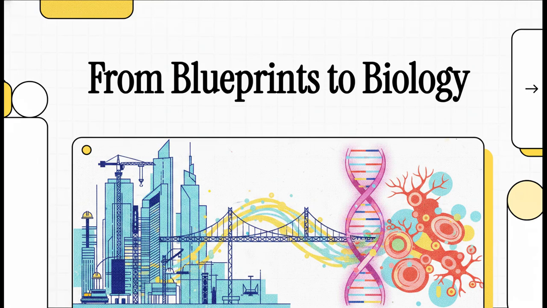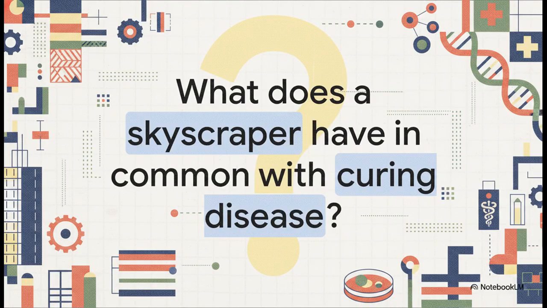All right, today we're going to build a bridge between two worlds you'd probably never think to connect: the concrete jungle of massive construction projects and the intricate microscopic world of human biology. And the blueprint that links them both is a really powerful idea. So let me just ask you, what does building a skyscraper have in common with curing a disease? I know, it sounds like the beginning of a bad joke, but the answer is this incredibly elegant principle that solves one of the biggest problems facing any complex project you can imagine.